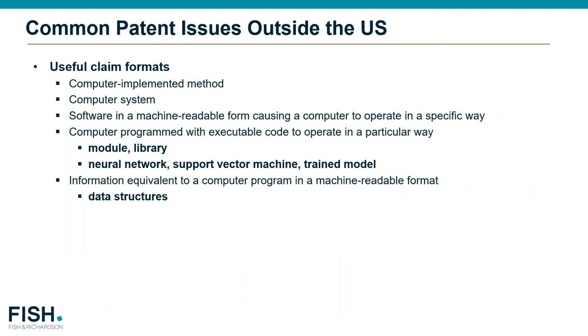So as in the US, the useful claim formats really come down to the same thing. It's a computer implemented method, a computer system, software in a machine readable form that causes a computer to operate in a specific way, a computer program with executable code to operate in a particular way. You could talk about modules, libraries, neural networks, vector machines and trained models. Or you could have data structures, information equivalent to a computer program in a machine readable format. Next slide, please.